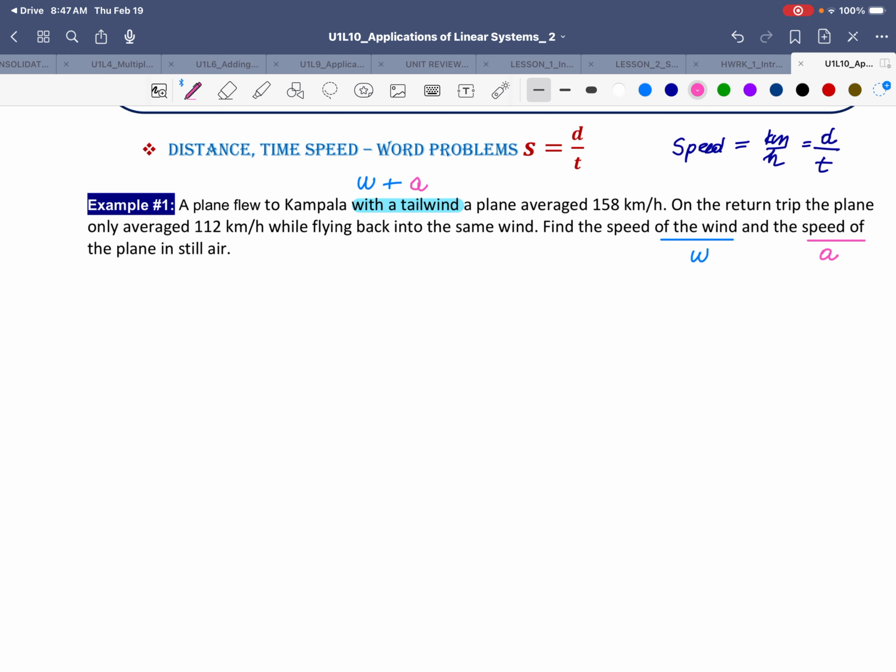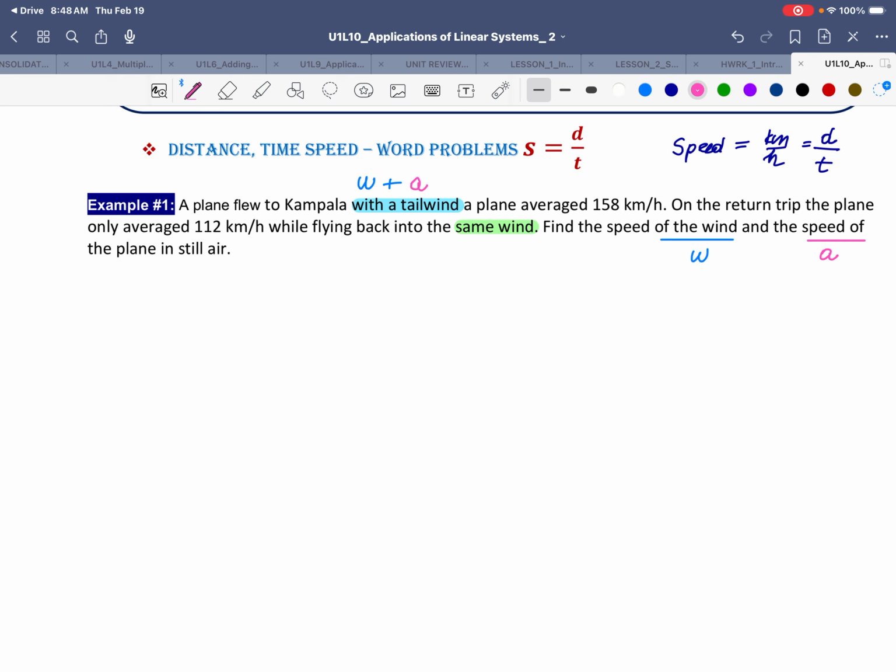And the average speed was 158 kilometers an hour. Now, on the return trip, the plane was 112 kilometers an hour while flying back into the same wind. So again, I would like you to imagine yourself in a similar situation. This time, though, you're not walking with the wind, you're walking against the wind. So your actual speed is slowed down by the speed of the wind that you're facing.